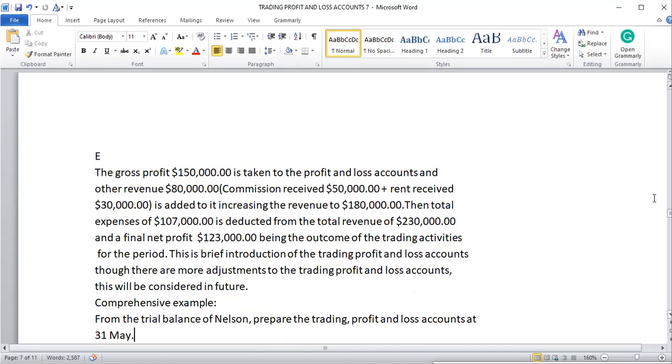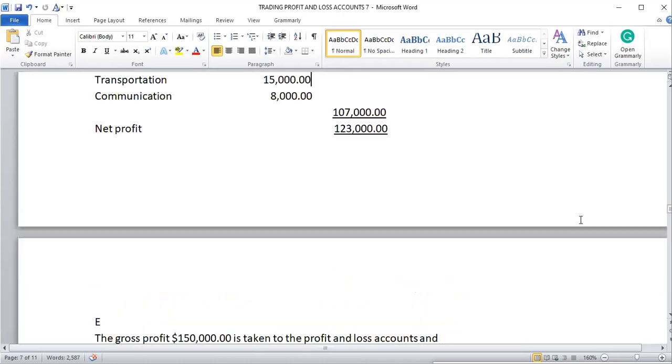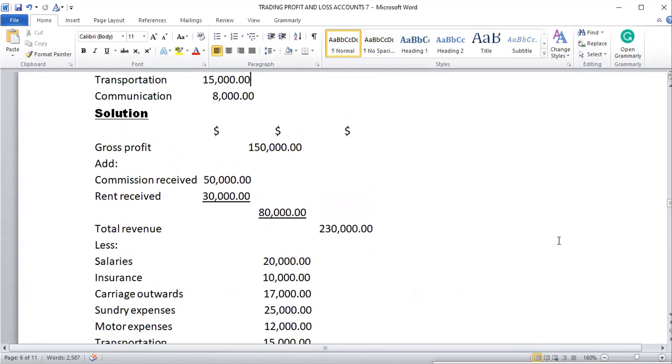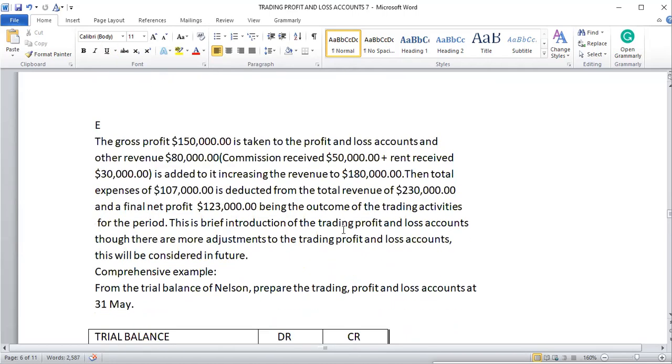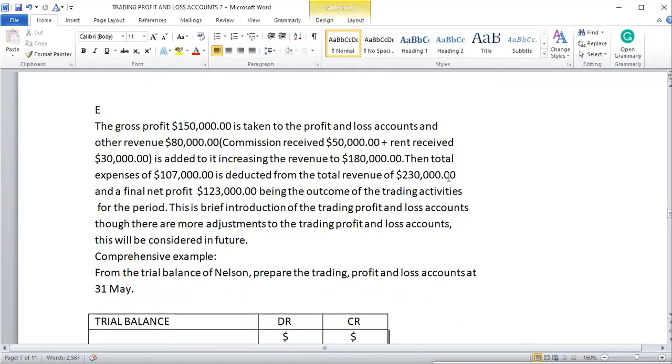$230,000. So that's it. The gross profit is $150,000, and the commission $50,000, rent received $30,000, making $80,000. We add it to $150,000. The total revenue is $230,000. And a final net profit, $123,000, being the outcome of the trading activity for the period.